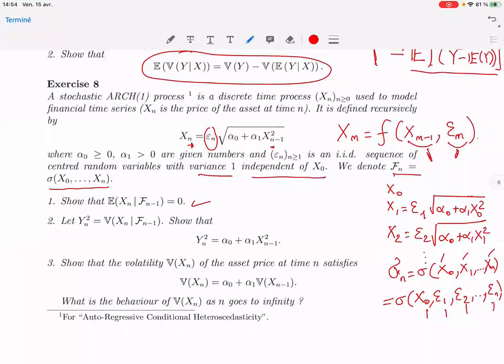Now the second question. We introduce this conditional variance, yn square. We can write yn square because we know that the conditional variance is positive. It is the conditional variance of xn given Fn minus 1. We have to establish this equality, and maybe we will use the definition. Okay, so let us compute this conditional variance of xn given Fn minus 1.